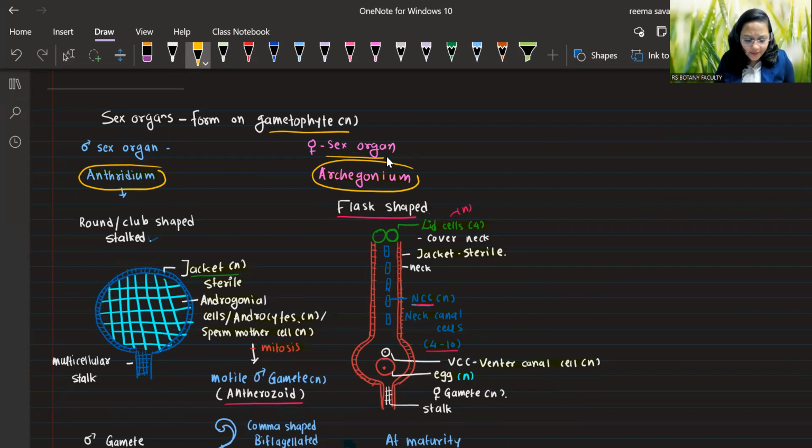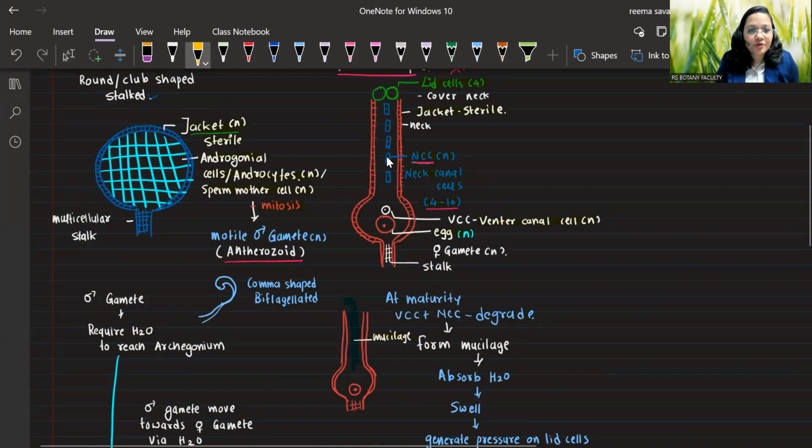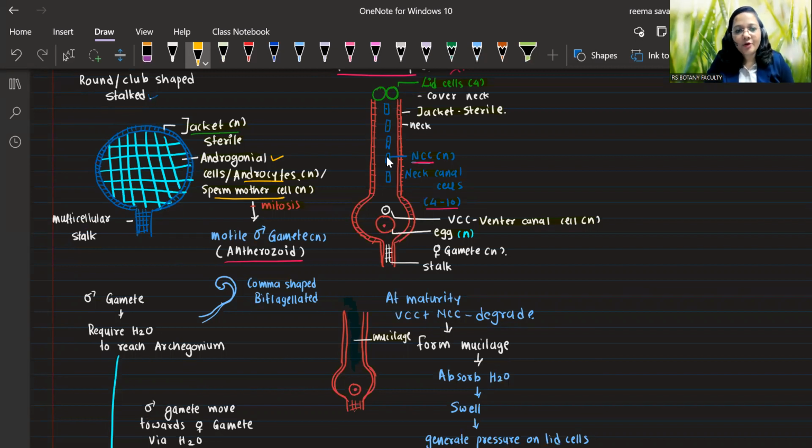The antheridium is a round, club-shaped, stalked structure. What is the structure of the antheridium? It has a jacket, which is sterile and does not form any gamete. Inside the jacket, there are androgonial cells, known as androcytes or sperm mother cells. The antheridium develops on the gametophyte, their main plant body.